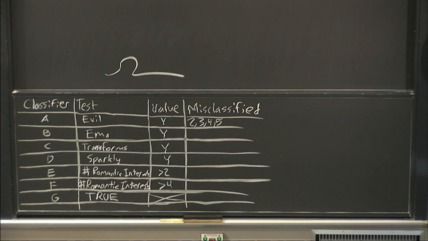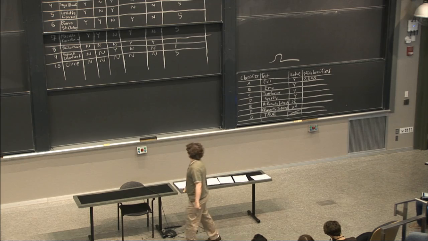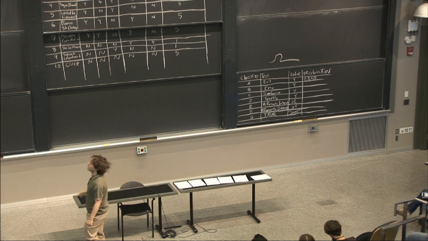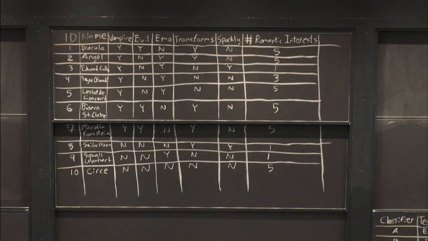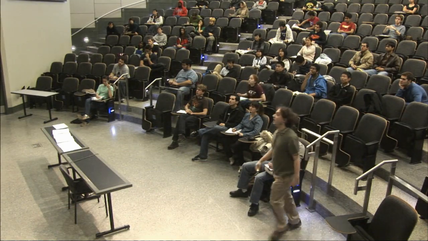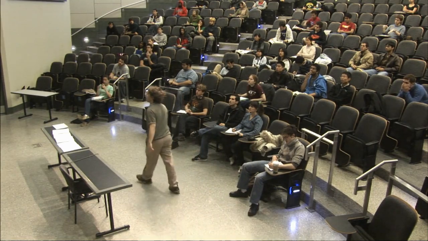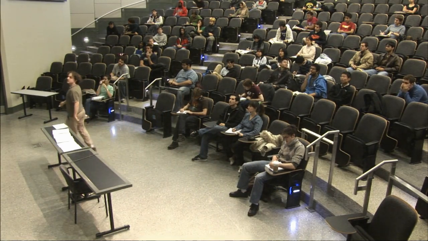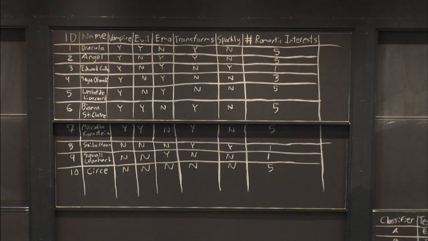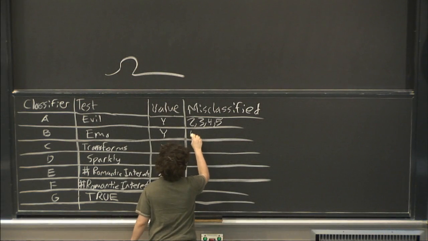All right. So let's try emo equals yes. I'll have someone else do it, to see if you guys got it. So if we say that all the emo people are vampires and all the non-emo people are not vampires, what do we get wrong? 1, 6, 7, 9. That's exactly right and fast. Good. We get 1, 6, 7, and 9 wrong. 1, 6, and 7 are wrong because they are not emo, but they're vampires. 9 is wrong because Squall is emo, and he's not a vampire.